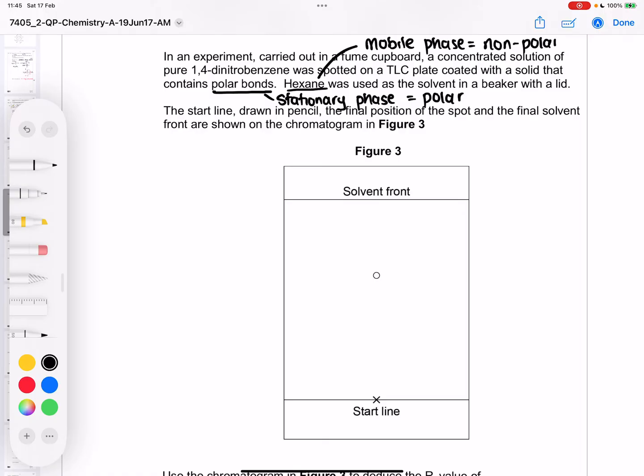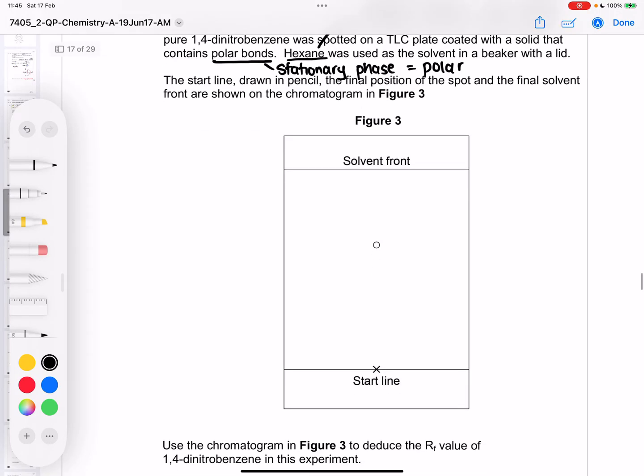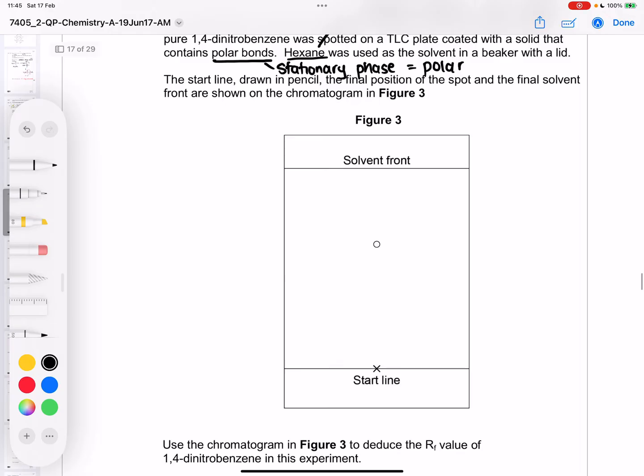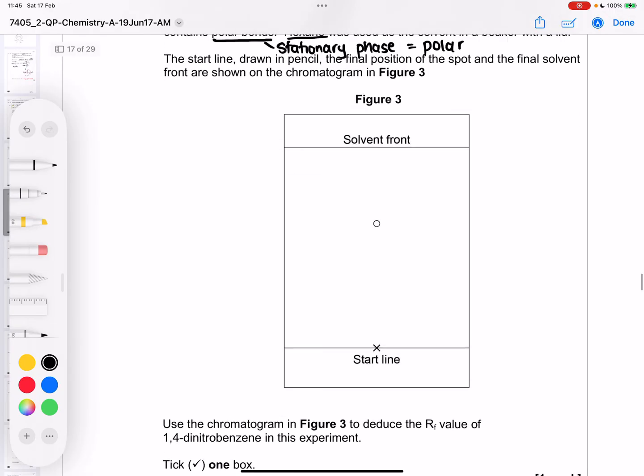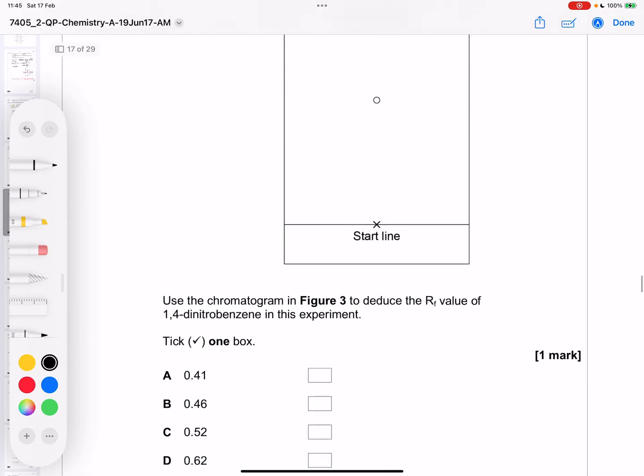So non-polar things are going to move, polar things are going to stay. Mobile moving phase, non-polar. Non-polar moves, stationary phase polar, polar stay. The start line drawn in pencil, the final position of the spot and the final solvent front are shown on the chromatogram. And we've got to deduce the RF value.